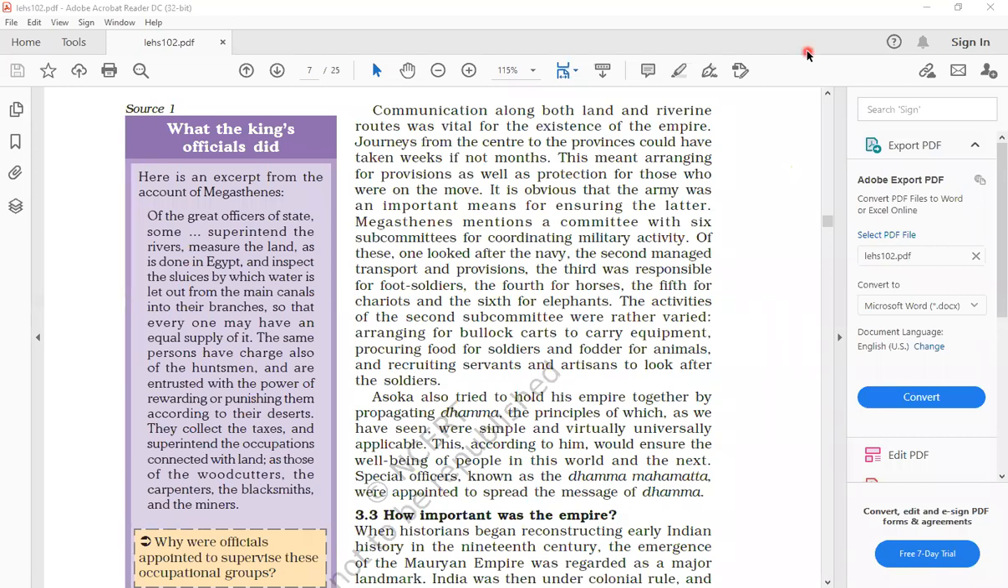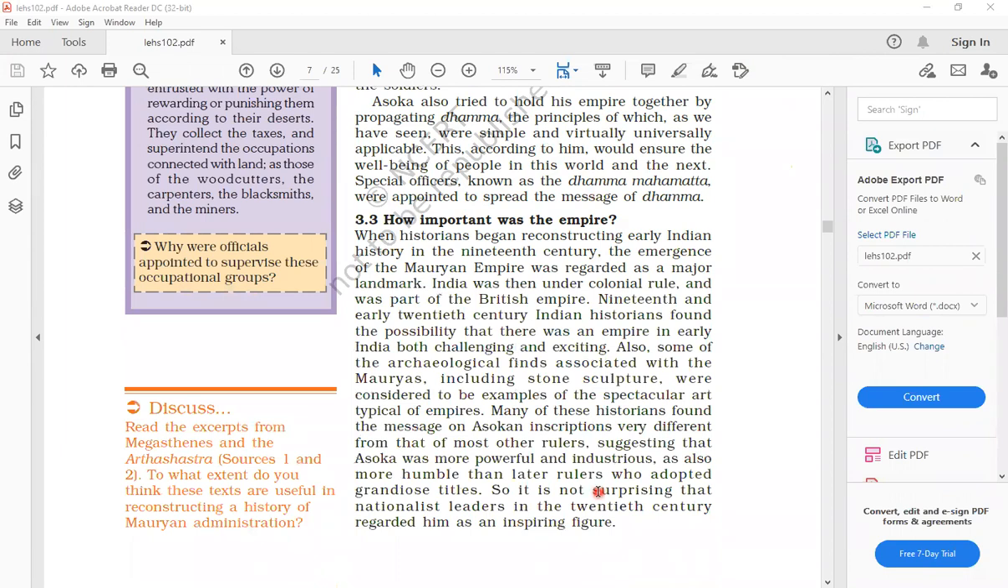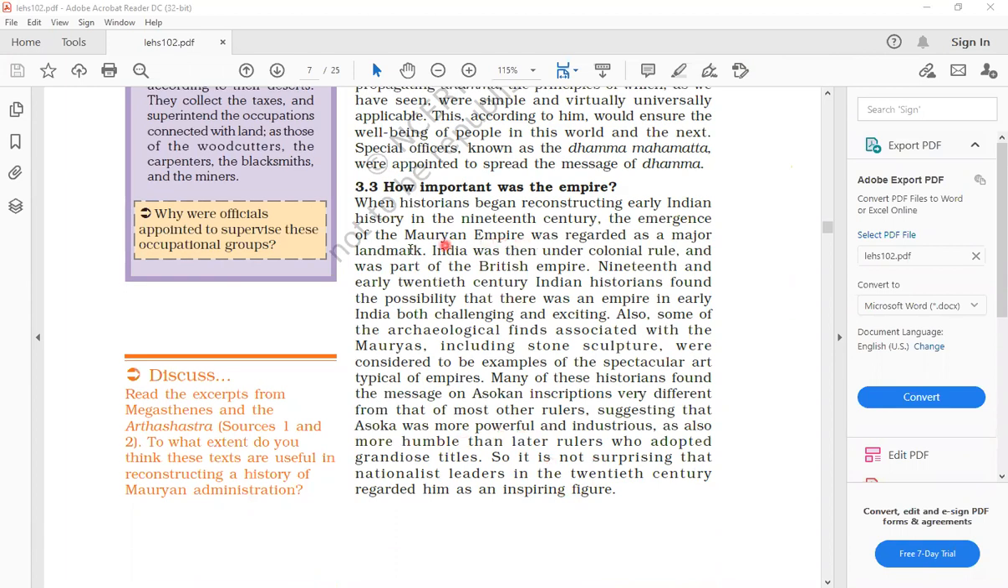Now we have a very important question. I'm telling you, it is very important, that why the Mauryan Empire was regarded as a major landmark. You may find this here. The Mauryan Empire was regarded as a major landmark. This can be a question form. You may be told to explain this line. So here you will explain the whole importance of the Mauryan Empire.